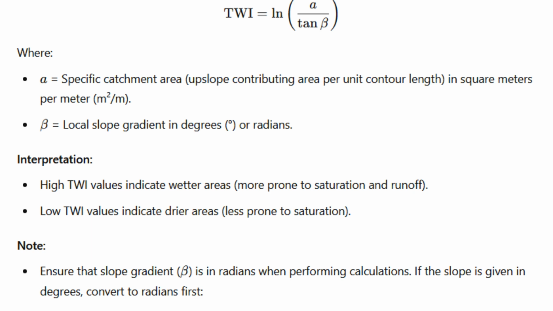Like, imagine the upslope area, but per unit of contour length. So it's how much is accumulating along the slope. And then tan β is our local slope angle.